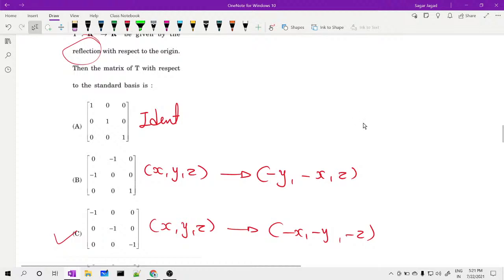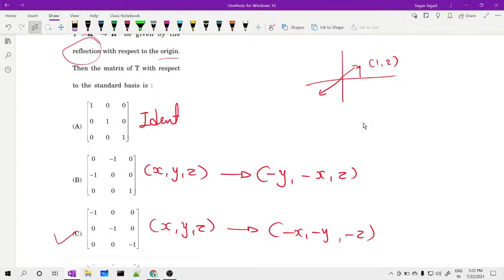For example, suppose I have an element over here, say 1 comma 2, and I want to obtain the reflection. What do you feel, guys? With respect to origin, right? So it is the same thing. This is 2 and this is 1, right? So how much should this be? Is it minus 1 and 2? Then it would have something else. It should be 1 and 2.